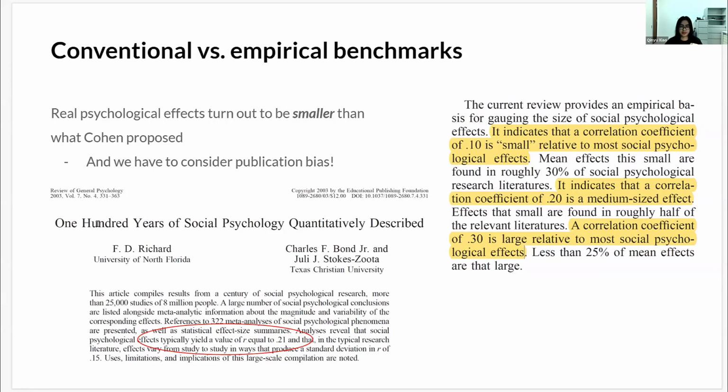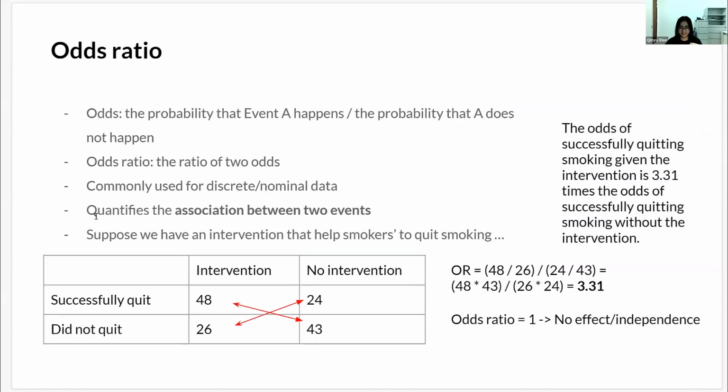And for categorical variables or discrete data, we also have their own standardized effect size measures. One of them that is most widely used is the odds ratio. Odds is the probability that event A happens over the probability that A does not happen, and the odds ratio is simply the ratio of two odds. The odds ratio quantifies the association between two events.